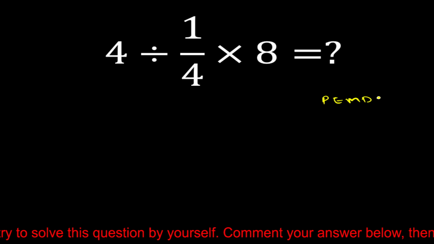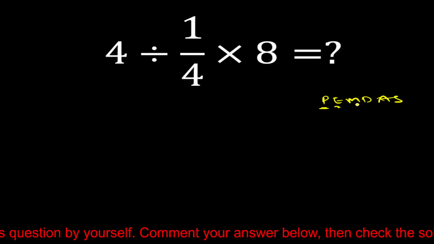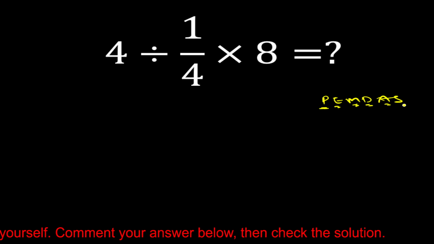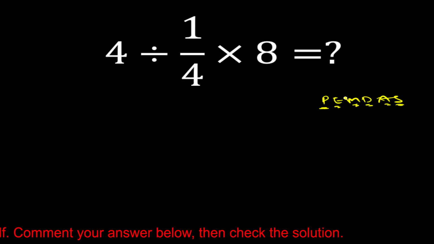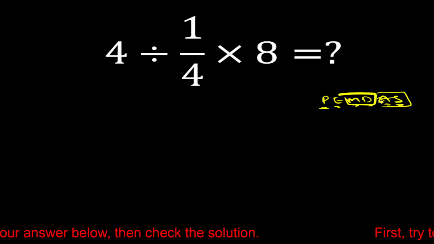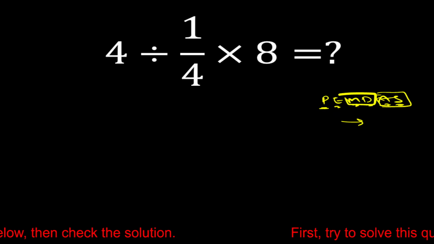PEMDAS. P means parenthesis, E means exponent, M means multiplication, D means division, A means addition, and S means subtraction. Here multiplication and division both have same priority, and also addition and subtraction have same priority. Therefore, we have to solve it from left to right.